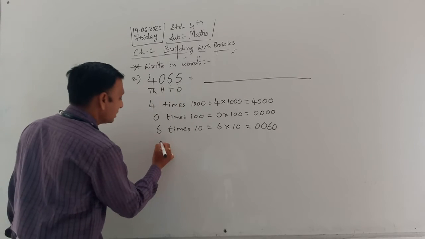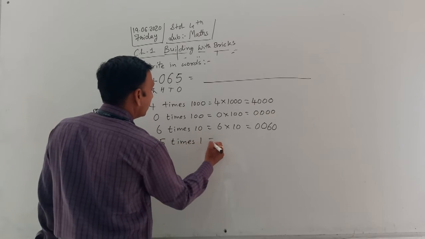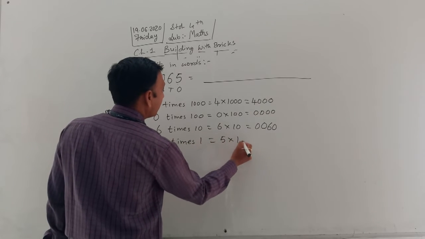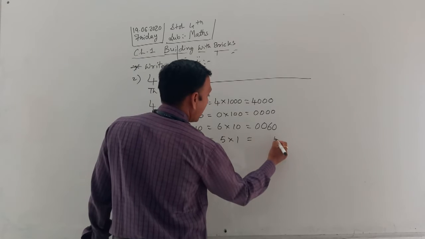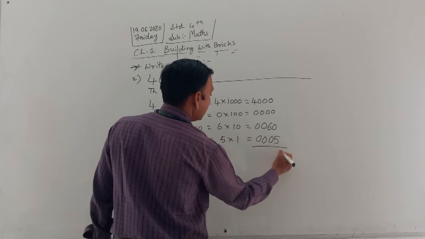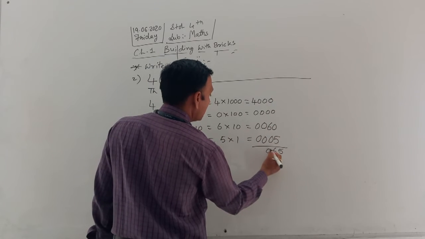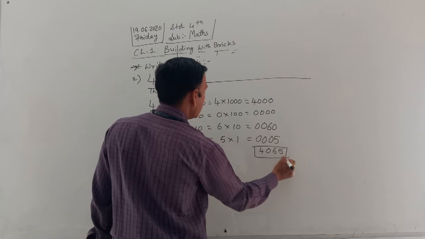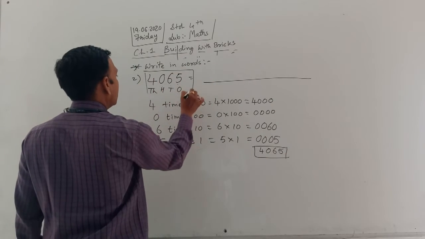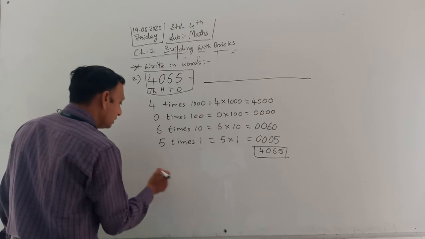5 is at ones place. 5 times 1, that is 5 into 1. 5 ones are 5. So 0, 0, 0. Now the total number will become 4065. See that this is the number. So we are right. Now we will write it in words.